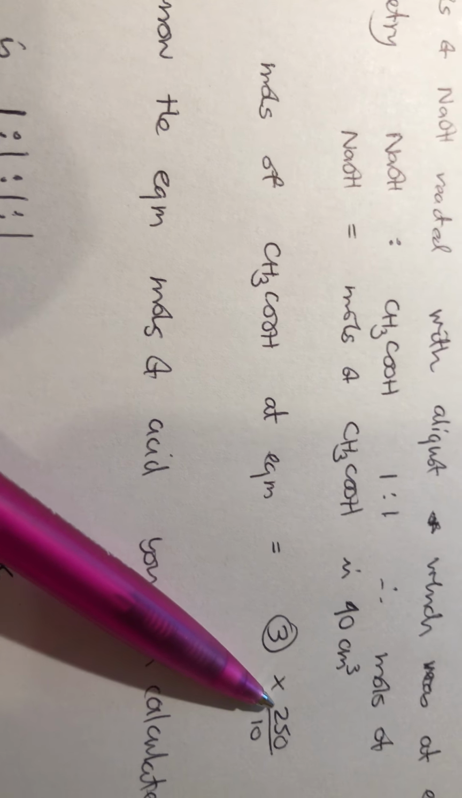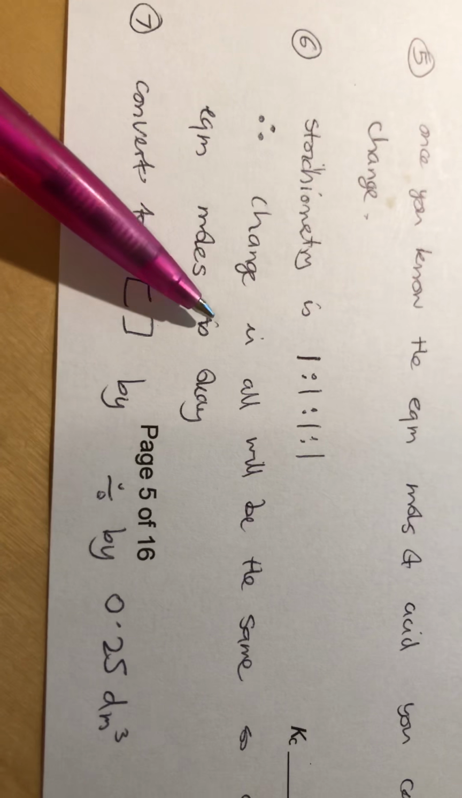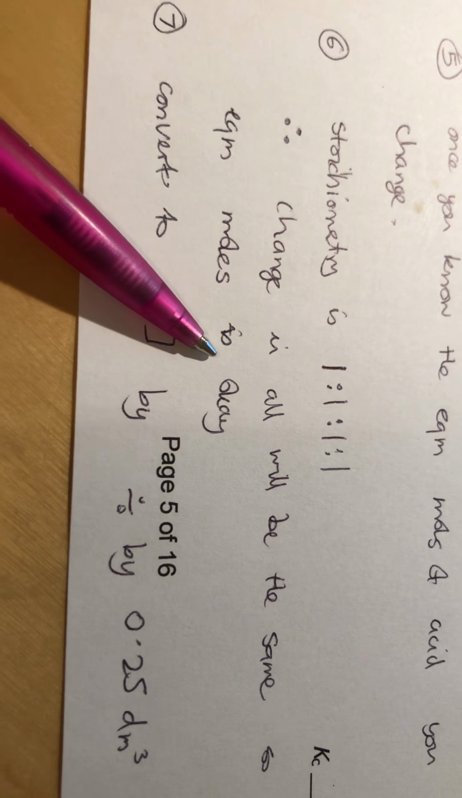And then we go back to our reaction stoichiometry, which is 1:1 to 1:1. So therefore, the change in the number of moles of acid will be the same as the change in the number of moles of alcohol, which will be the same as the change in the number of moles of ester and water. Okay, and so therefore calculating your equilibrium moles shouldn't be too difficult from that information.